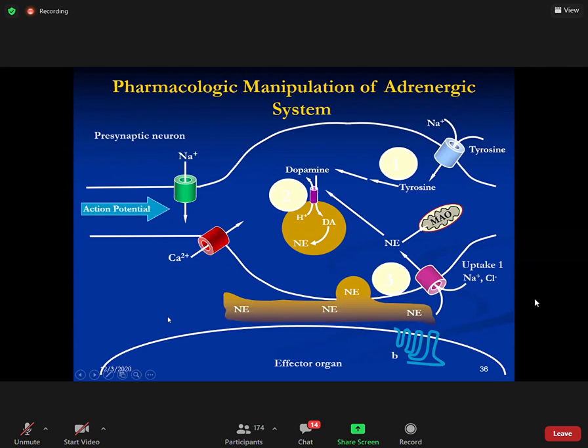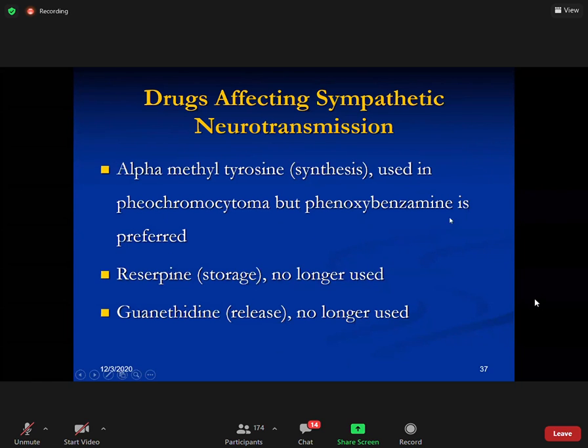What did I put here? Manipulation. This is to remind you that medications don't act only on beta 1. Also remember, you can manipulate any of these steps, from the synthesis, from the tyrosine, to the storage, also to the uptake. Now, alpha-methyl tyrosine is used in Pheochromocytoma, but Phenoxybenzamine is preferred. So you now have 3 medications for Pheochromocytoma: phentolamine, Phenoxybenzamine, and alpha-methyl tyrosine.